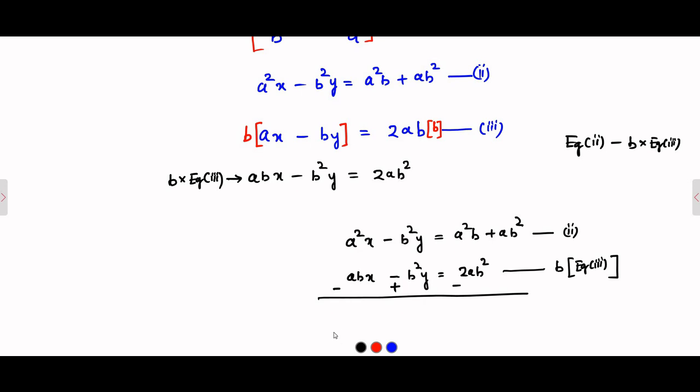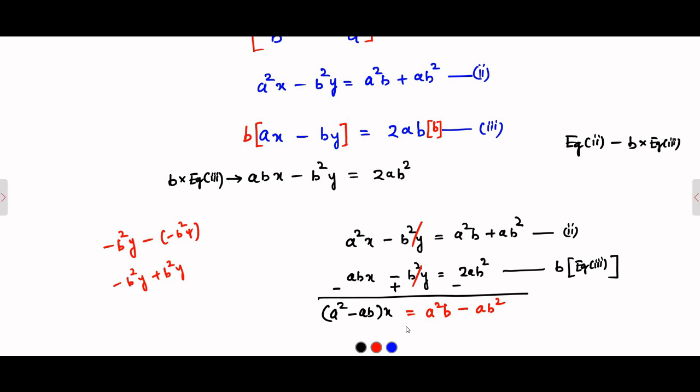So here it is a square minus ab into x, since x is common, and b square y minus b square y. Here it becomes plus b square y, because minus b square y minus b square y, it becomes plus. That becomes minus b square y plus b square y. Okay, so they will get eliminated, and here a square b plus ab square minus 2ab square. So we'll have a square b minus ab square. Okay, plus ab square minus 2ab square is minus ab square.